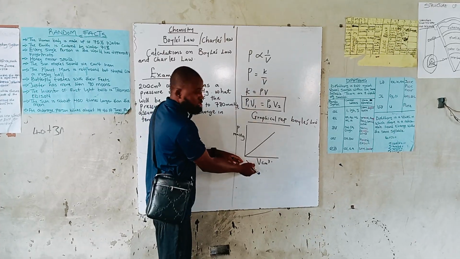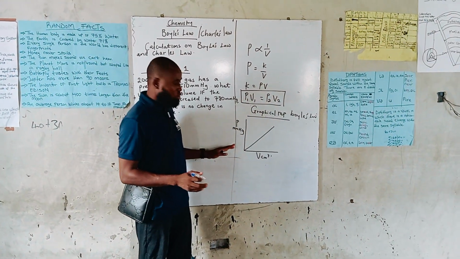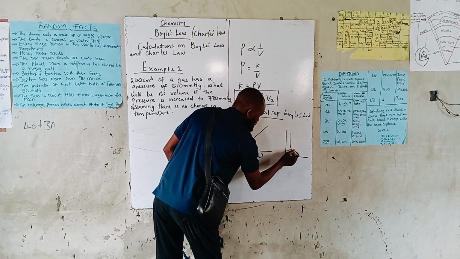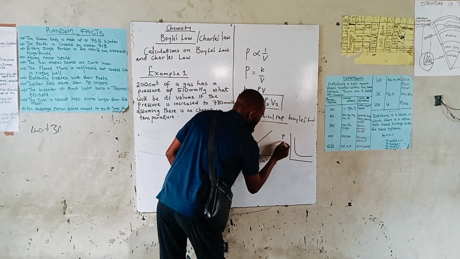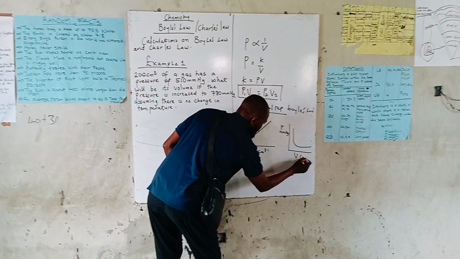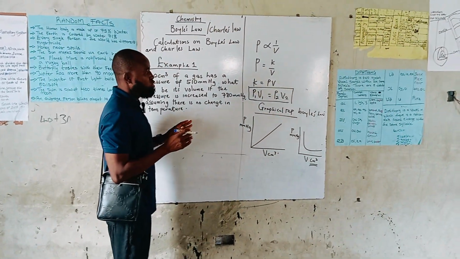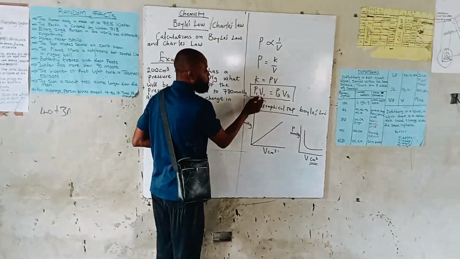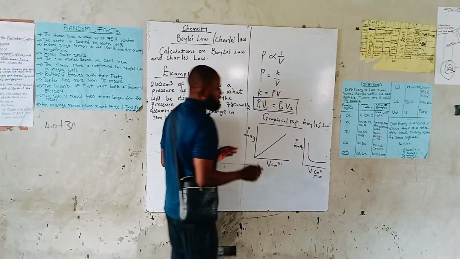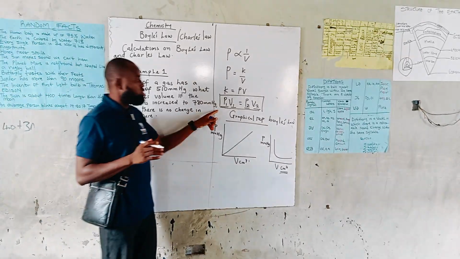Anytime you see these two units, that is Boyle's law. It can also come like this, same P in millimeter mercury, which is pressure, and volume, which is in centimeter cube. Please take note of something in Boyle's law. Boyle's law always has pressure and volume. That is Boyle's law.